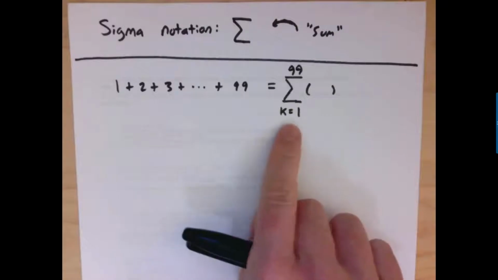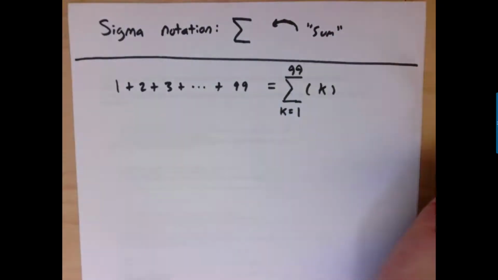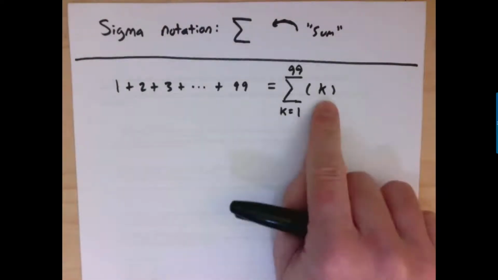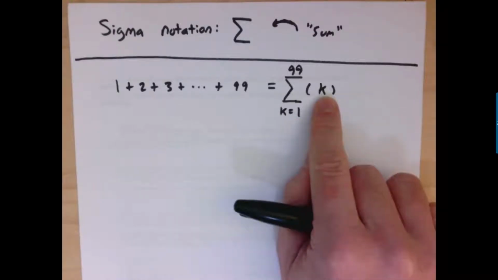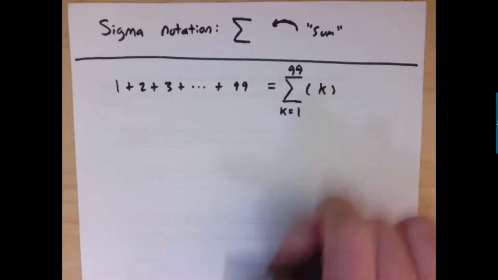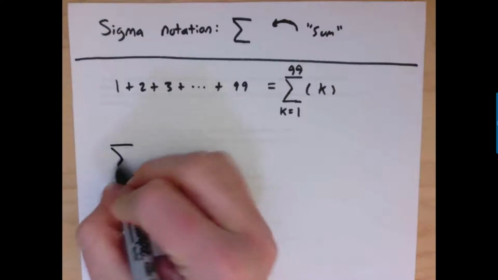So for us, we just want to add up each of these numbers one at a time. So that's just the k value. So the way you think about this is k starts at 1, and so you plug in 1, then you move k to be 2, and you plug in 2, and then you add those together. Let's do another example that I think is maybe going to make this a little clearer.